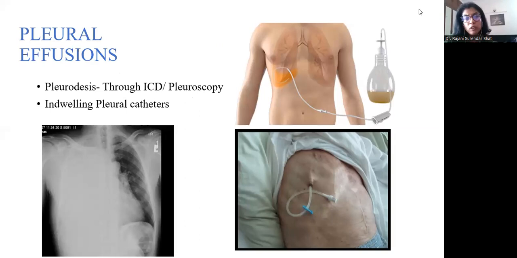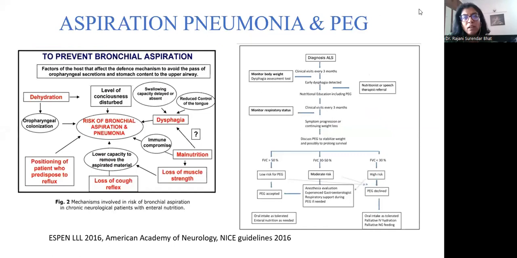Another issue that comes up is aspiration, for which people require tracheostomies and PEGs, typically seen more in neurological disorders. Patients with stroke, patients with motor neuron disease or Parkinson's may require it. There are very standard guidelines for when we use it. Even younger patients, you know, patients with cerebral palsy.